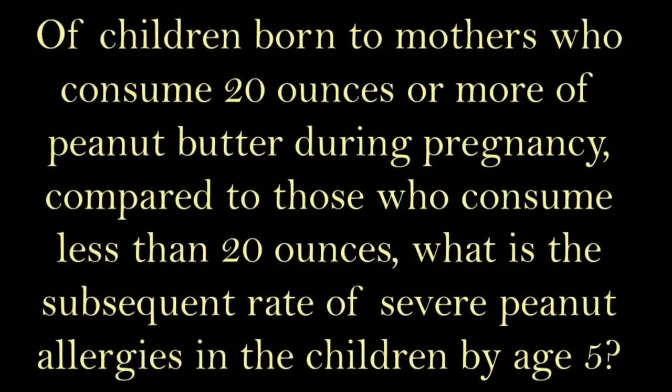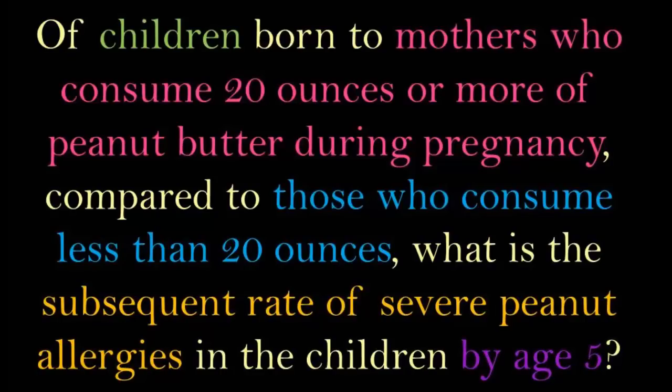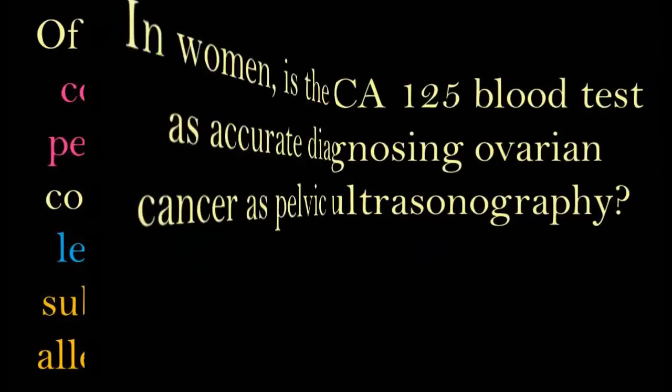In this question, children are the population. The intervention is the consumption of 20 ounces or more of peanut butter during pregnancy. The comparison is the consumption of less than 20 ounces of peanut butter during pregnancy. The outcome is the rate of severe peanut allergies in those children. And this question has a time component, that the allergies are diagnosed by age 5.